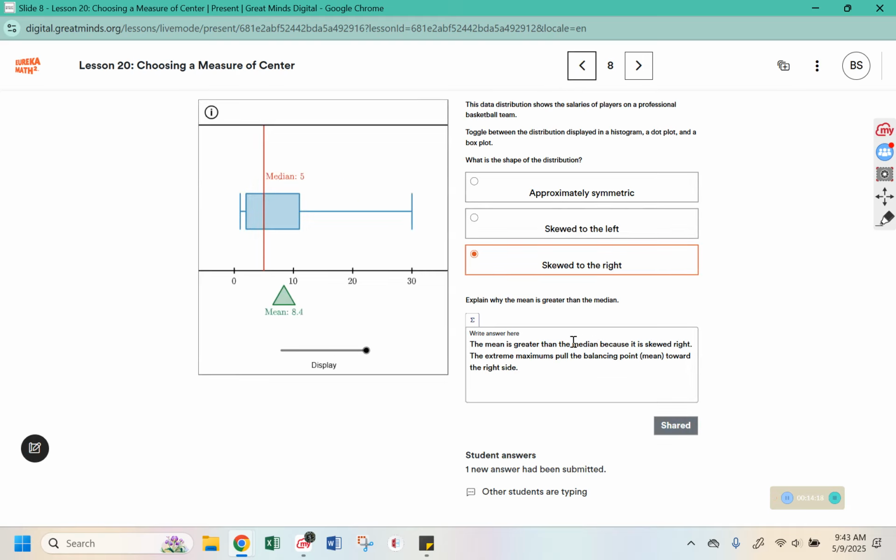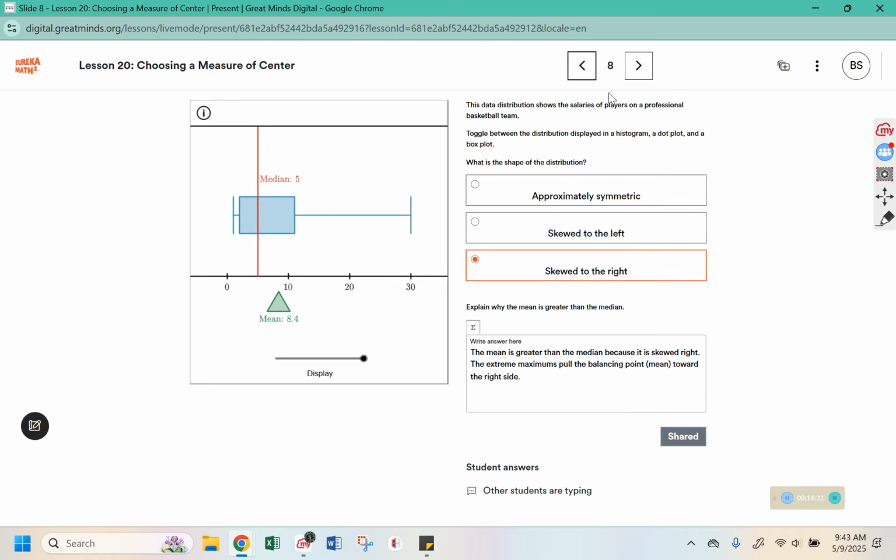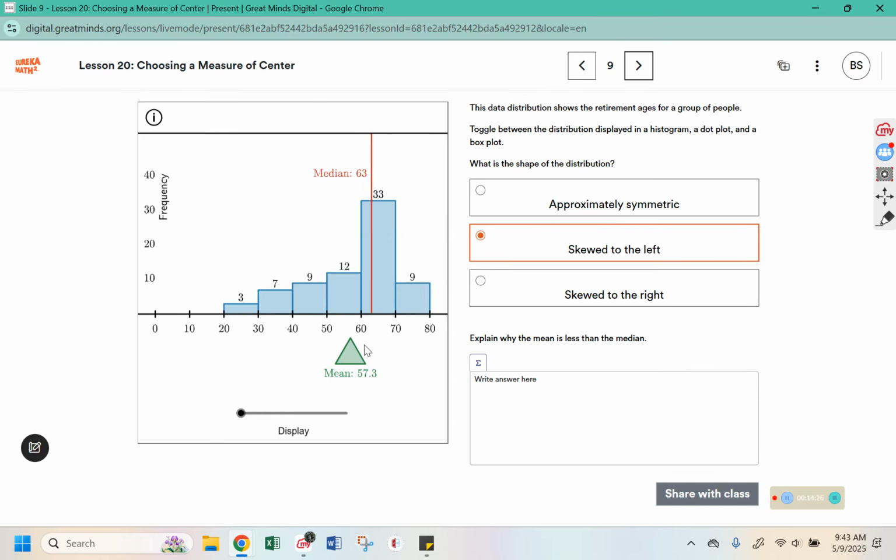In the last one, when it was skewed right, the mean was towards the right side of the median. When it skewed left, the mean fell to the left of the median. So the mean is less than the median because the distribution is skewed to the left. Less to the left.